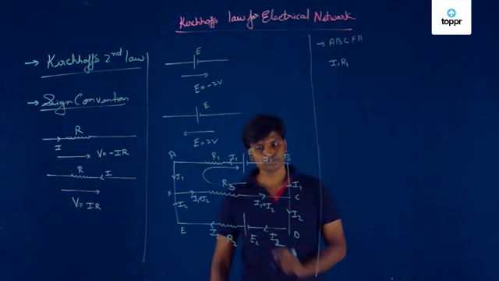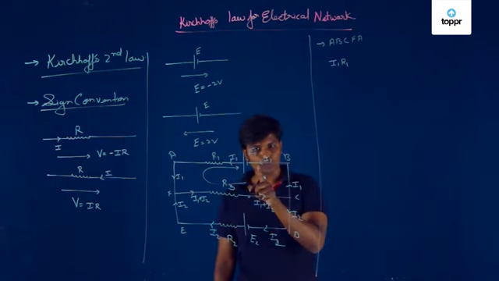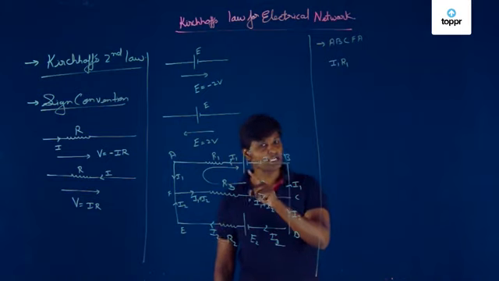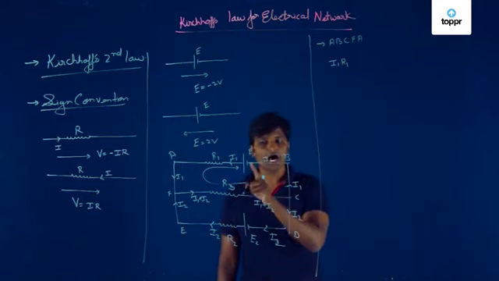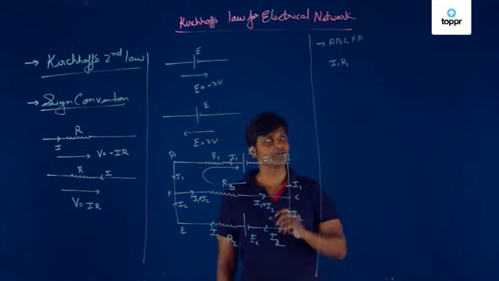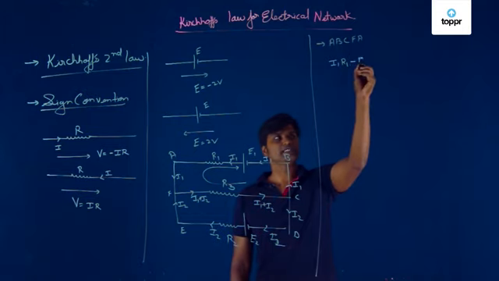Now, while traversing the loop, am I coming out of the positive terminal of the EMF or the negative terminal of the EMF? I am coming out of the negative terminal of EMF. So that means this EMF will be considered to be negative. So this will be minus E1.